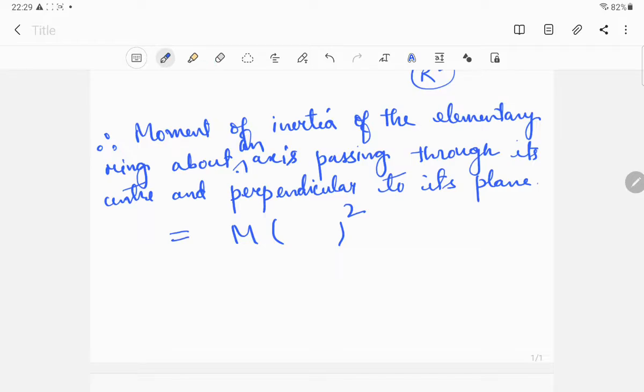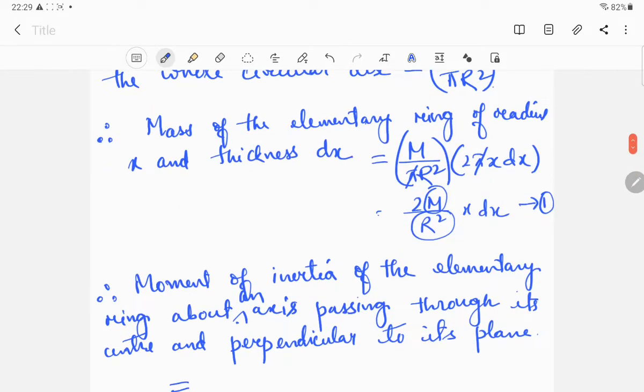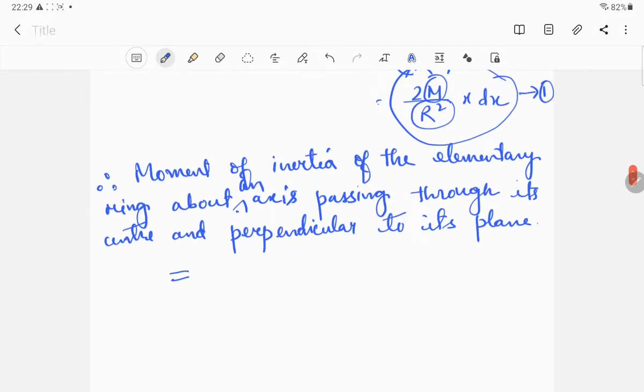the mass is basically, when we talk about mass, this mass is basically given by this part. So it is twice M by r square x dx. So this is the mass and we need the distance square. So what is the distance? It is the distance of that element from the axis of rotation.